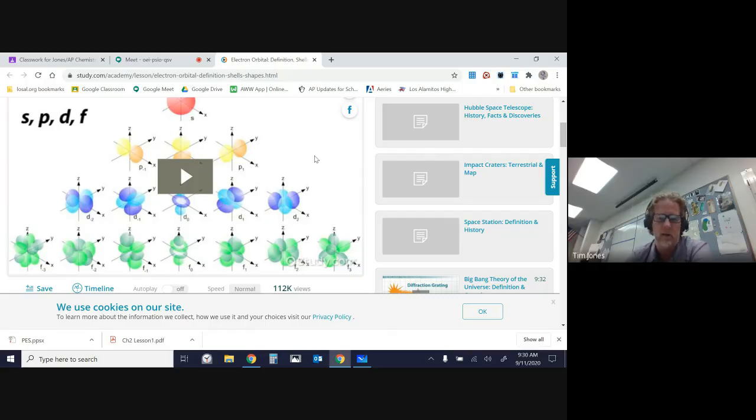What they are is regions of space where the electrons reside. So you could have 2 electrons in this d orbital. You could have another 2 in this d. You could have 2 in this p. You could have 2 in the s, and so on. So it's just a region of space.